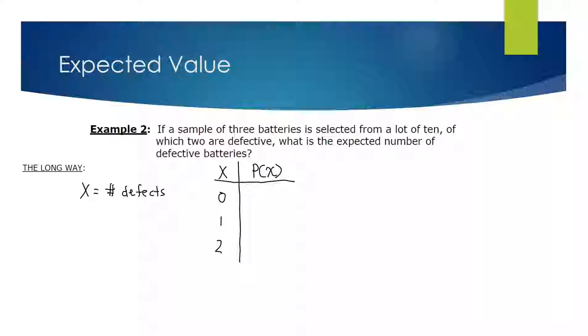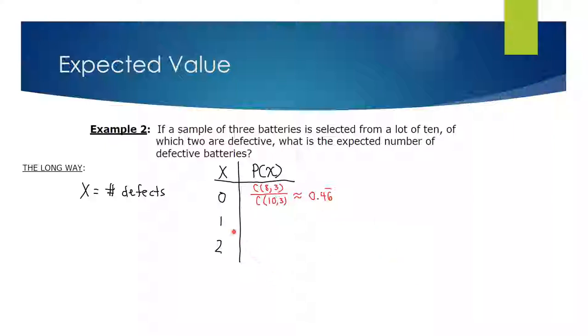Going back to the way we did it before, this one's saying, okay, the probability of no defects, which means all 3 of them were good batteries, which means that when I chose my 3 out of 10, I'm choosing 3 out of the 8 that were not defective. And that gives me 0.46 repeating, which is basically 7 out of 15.